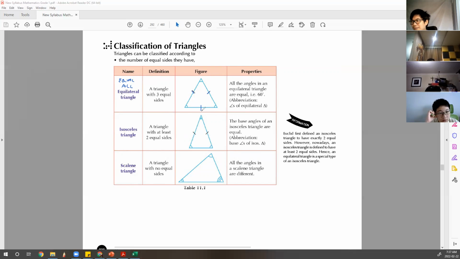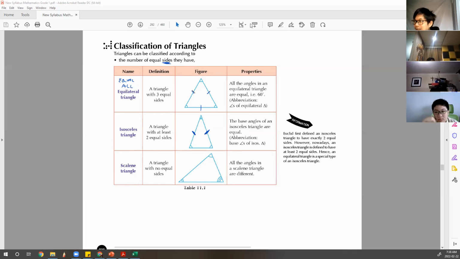Now, a triangle with at least two equal sides is called isosceles. At least two sides, isosceles. Two sides are equal. And then scalene, where none of the sides are equal, a triangle with no equal sides. And this is about the sides. Now we have to connect the sides with the angles.